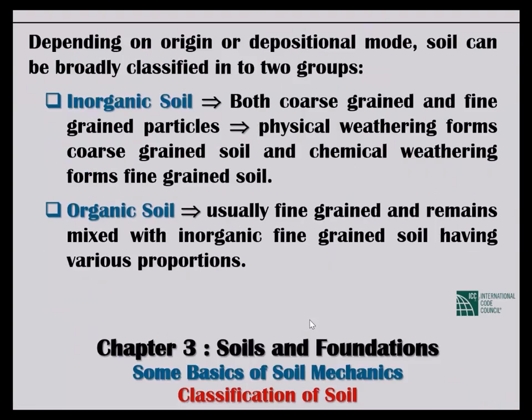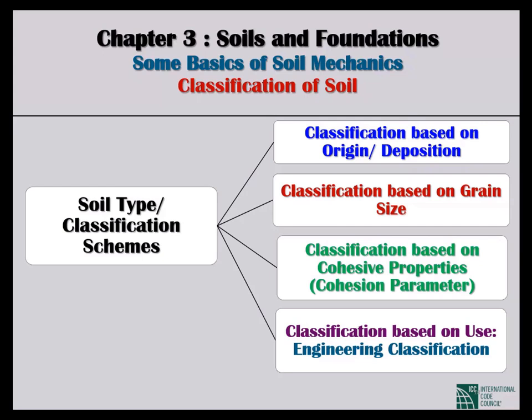It doesn't mix with what is called coarse grain soil. So if we look into the classification of the soil, whenever there is any classification, there must be some criteria. I always tell my students that if I ask you how many types of humankind there are, you cannot stay silent. You can say male and female. You can say black and white. You can say long and short, so many things. So whenever there is any classification, there must be criteria.